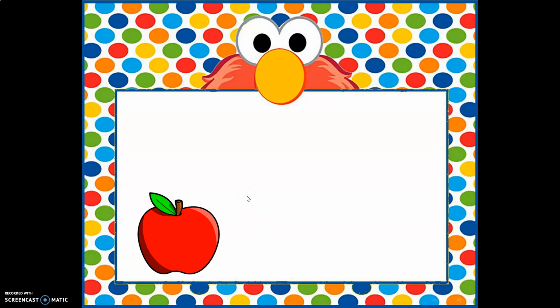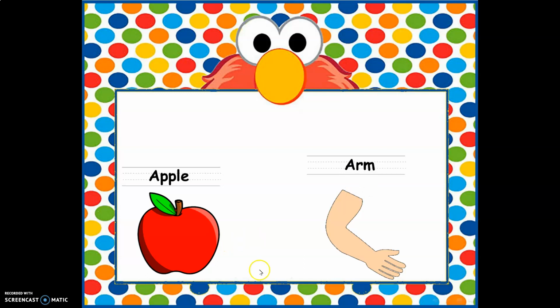Now I will give you some words that start with letter A. كلمات تبدأ بحرف ال A. What is this? It is an apple. What about this? It is an arm. This is an apple. This is an arm. So what is this? It is an apple. It is an arm. Okay?